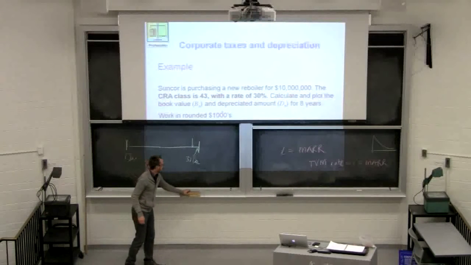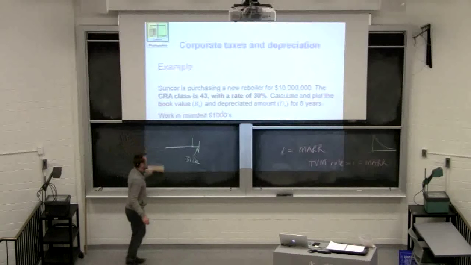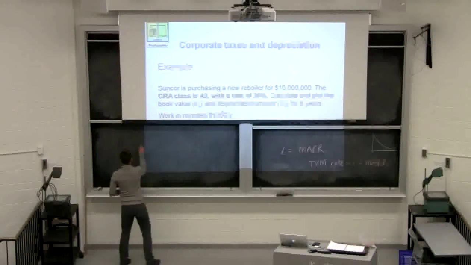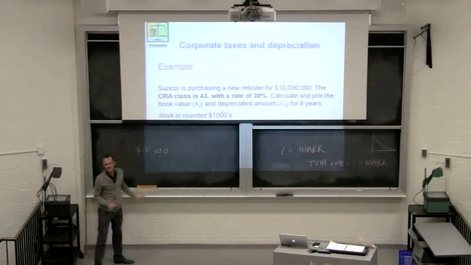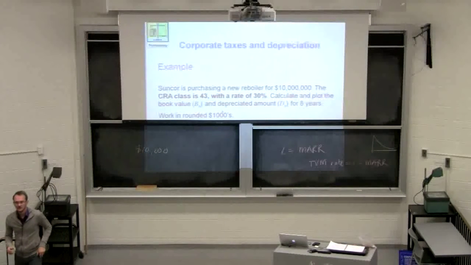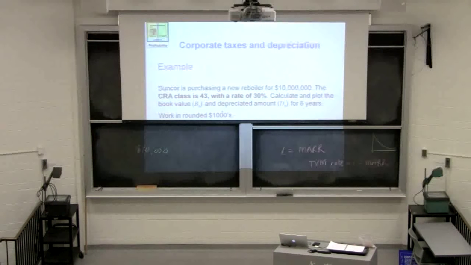Okay, just a note here: when I say work in rounded thousands, I mean that when you say $10 million, you would write it as 10,000. This is another feature in this course. From this point onwards, our numbers are going to get large, and we don't want to keep writing all these zeros. So when we write $10 million in rounded thousands, you report it as 10,000. It just saves you writing three extra zeros every time.